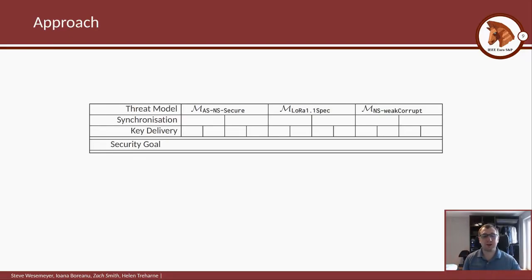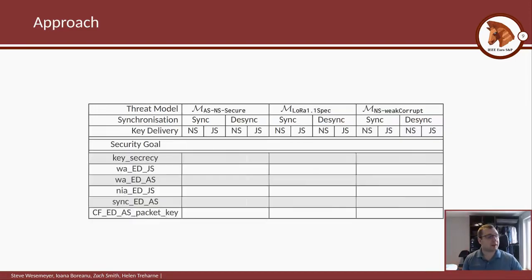Similarly, we created distinctions based on how the application server handles desynchronization and the key delivery method. We also modeled a set of standard security goals, such as key secrecy, weak agreement, and synchronization. Due to the proxied nature of our key exchange, we defined a set of confusion freeness goals, the violation of which necessarily entails an attack on agreement.